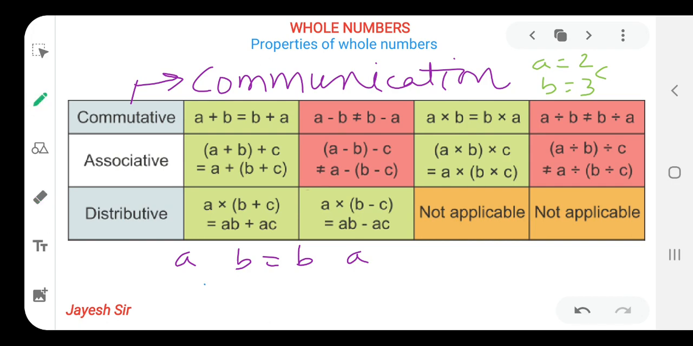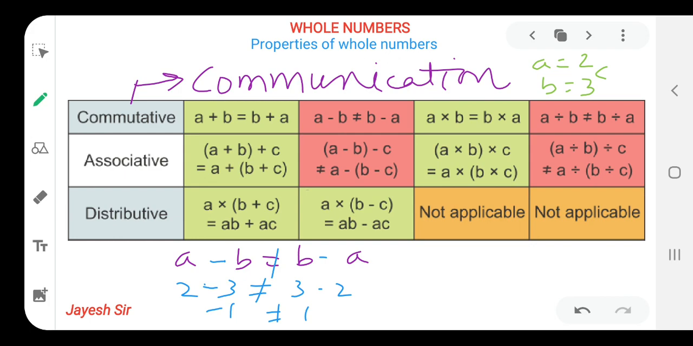Here, a minus b and b minus a are not equal, as mentioned over here. Now let us put in the values and see whether it is satisfied or not. 2 minus 3 is not equal to 3 minus 2. Yes friend, 2 minus 3 is minus 1, and 3 minus 2 is 1. So our answer is different. On one side we are getting minus 1 and on the other side we are getting plus 1.